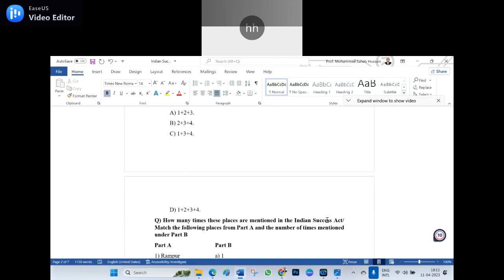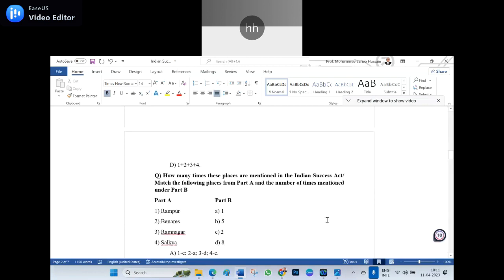Because I would like my students to be able to answer from any angle it will be asked in the examination. Okay, how many times are these places mentioned in the Indian Succession Act? Match the following places. Part A: 1 Rampur, 2 Banaras, 3 Ramnagar, 4 Salkia. Part B: A, 1. B, 5. C, 2. D, 8.